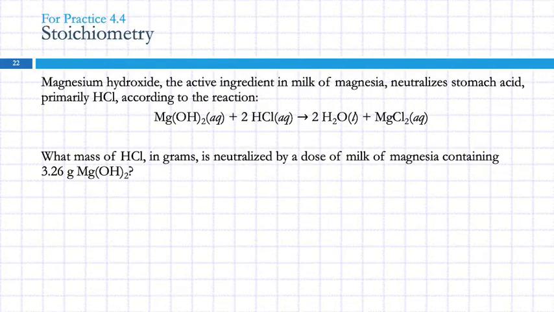Let's do another one. Magnesium hydroxide, the active ingredient in milk of magnesia, neutralizes stomach acid, primarily HCl, according to the reaction. Now that's kind of like backstory. We don't actually have to know any of that. Here we've got our balanced chemical equation, and then we've got the question. What mass of HCl in grams is neutralized by a dose of milk of magnesia containing 3.26 grams of Mg(OH)2?